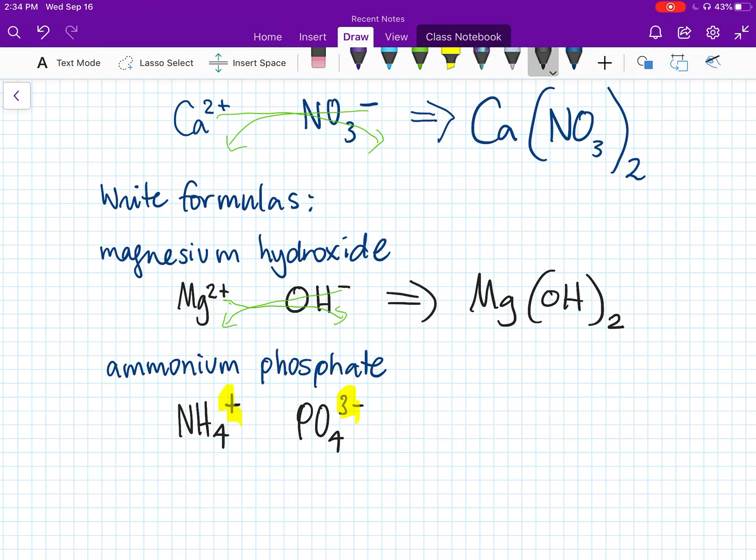So the resulting formula should have the NH4 in parentheses, so I can have 3 of them, and then the phosphate comes after. So the convention is to write the cation first and then the anion in all of these binary compounds, binary ionic compounds.